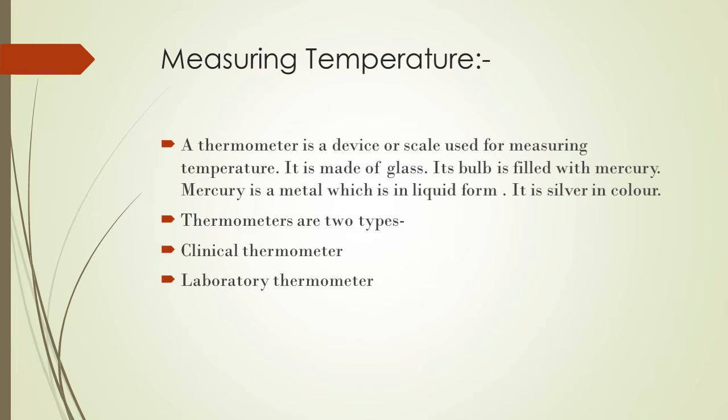Measuring temperature. A thermometer is a device or scale used for measuring temperature. It is made of glass. Its bulb is filled with mercury. Mercury is a metal which is in liquid form. It is silver in color. Thermometers are of two types. The first one is the clinical thermometer and the second one is the laboratory thermometer.